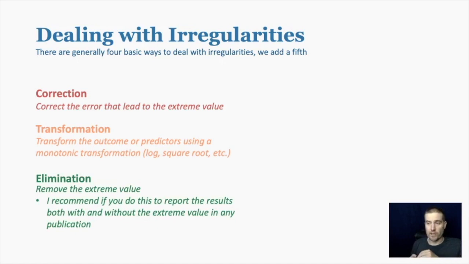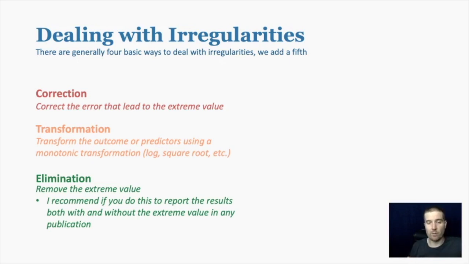Another one is elimination, and this is where you remove the extreme value. Generally, I recommend if you do this to report the results both with and without the extreme value in any publication, at least as supplementary material. The reason is it gets really easy to start eliminating points that are inconvenient, that maybe are kind of robbing you of some significance. When that happens, it gets very dangerous, bordering on scientific fraud.